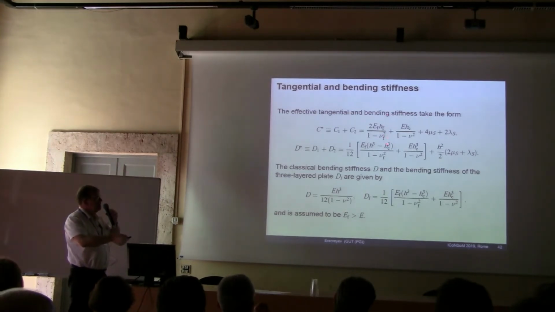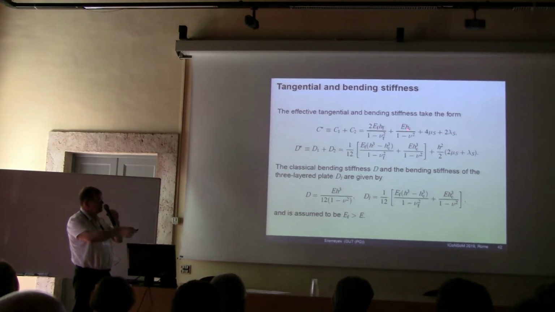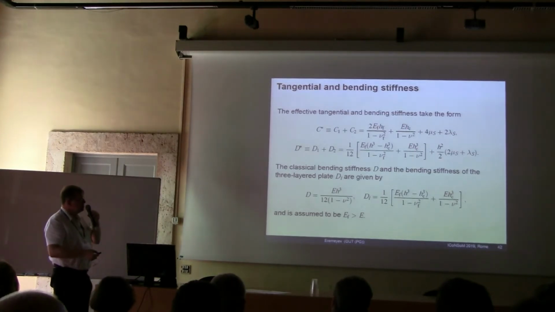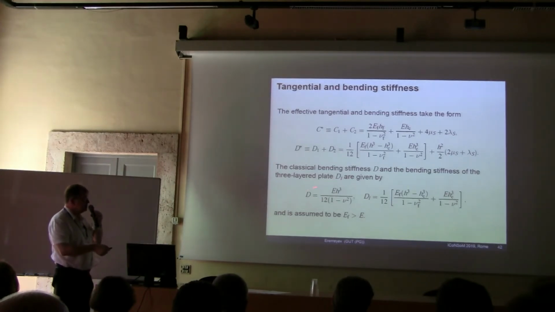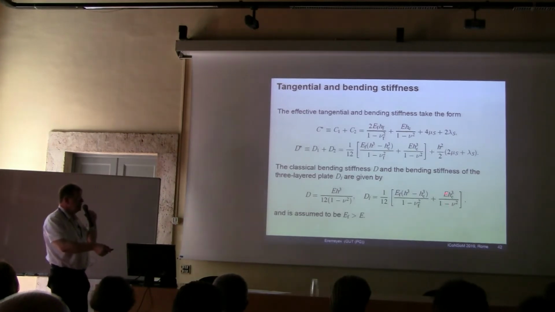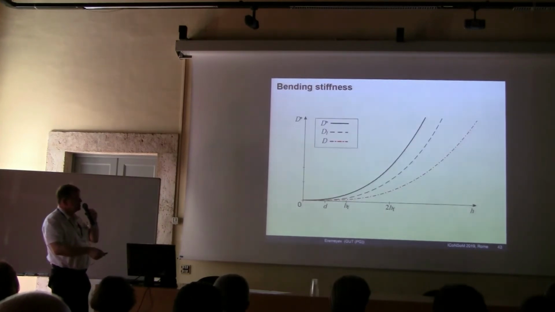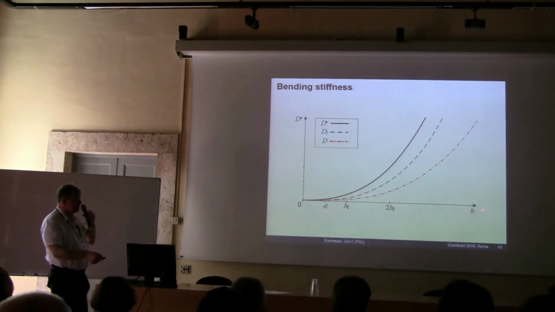We have some ingredients here. The last is just inherited from the Gurtin-Murdoch model, this and that, and this is just coming from three-layered shell theory. And finally, if we introduce some notations, we use the typical, classical bending stiffness. You have the bending stiffness for a three-layered plate or shell, and we have these additional ingredients, and we can see that we have a similar but different dependence on thickness.